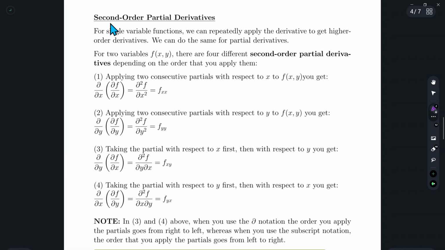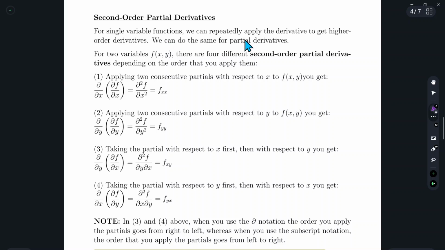In this video, we take a look at the second order partial derivatives. So again, if you remember back to single variable calculus, you can repeatedly apply the derivative to get higher order derivatives. Right? So for example, the derivative of the first derivative is the second derivative, and if you take the derivative again, you get the third derivative, and so on and so forth.